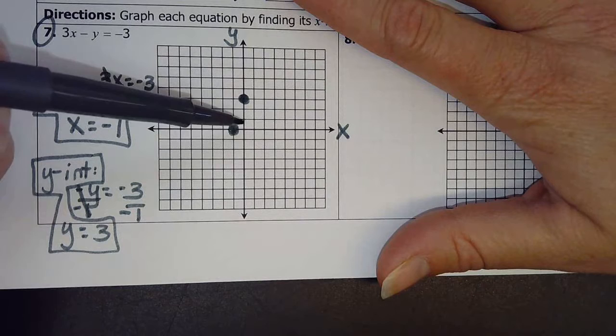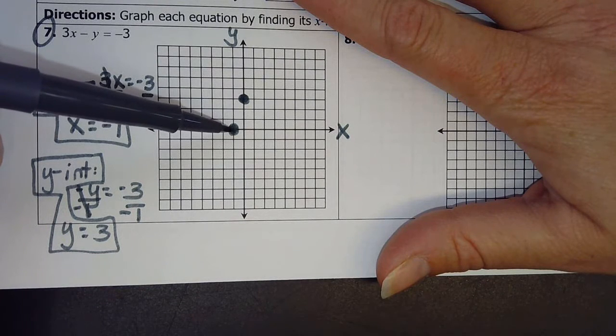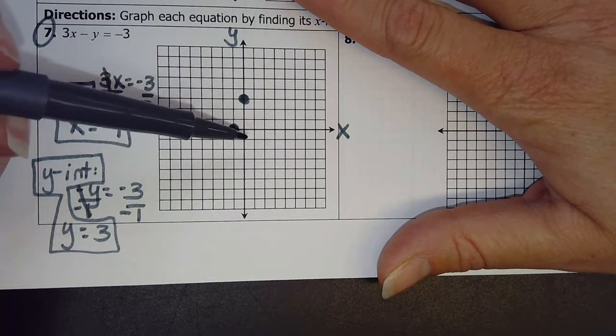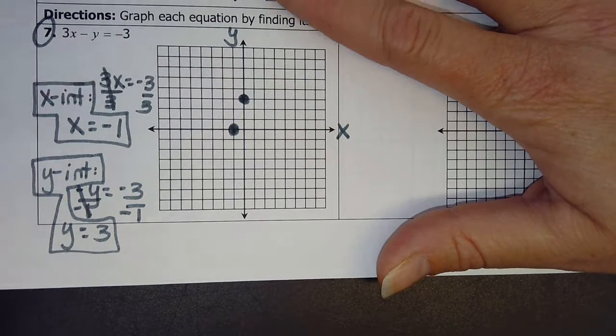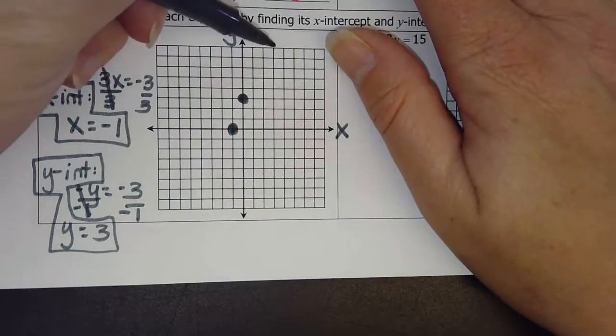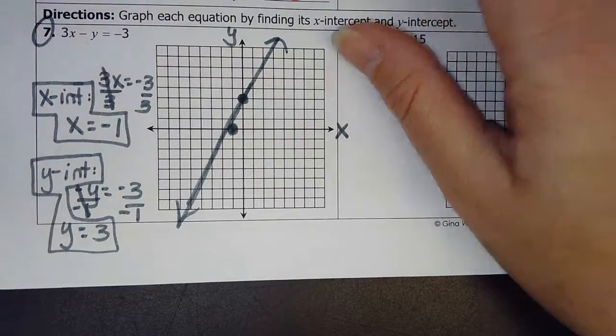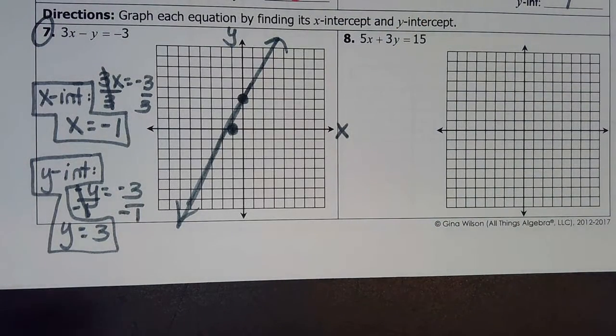My x-intercept was -1, so I went to -1 on the x-axis, put a dot. My y-intercept was a +3, so I went up to 3 on the y-axis, put a dot. And then you just play connect the dots. Ooh, that's bad. Ooh, sketch it. And you're done. So basically, to graph these, if you can find your intercepts, you can graph it, as long as you know what the x and the y-axis is.